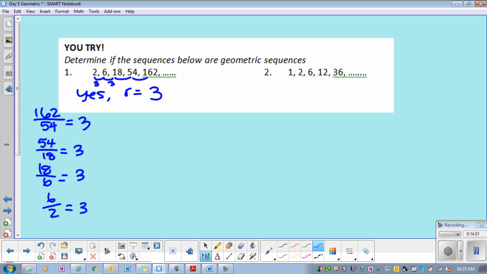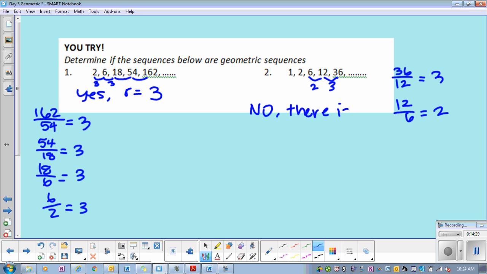Alright, so look at number 2. Does that one have a common ratio? Is it geometric? Well, let's see. 36 divided by 12. What is that? That's 3. But look at the next one. What is 12 divided by 6? 2. Well, then that's not the same number, right? So no, it's not geometric.